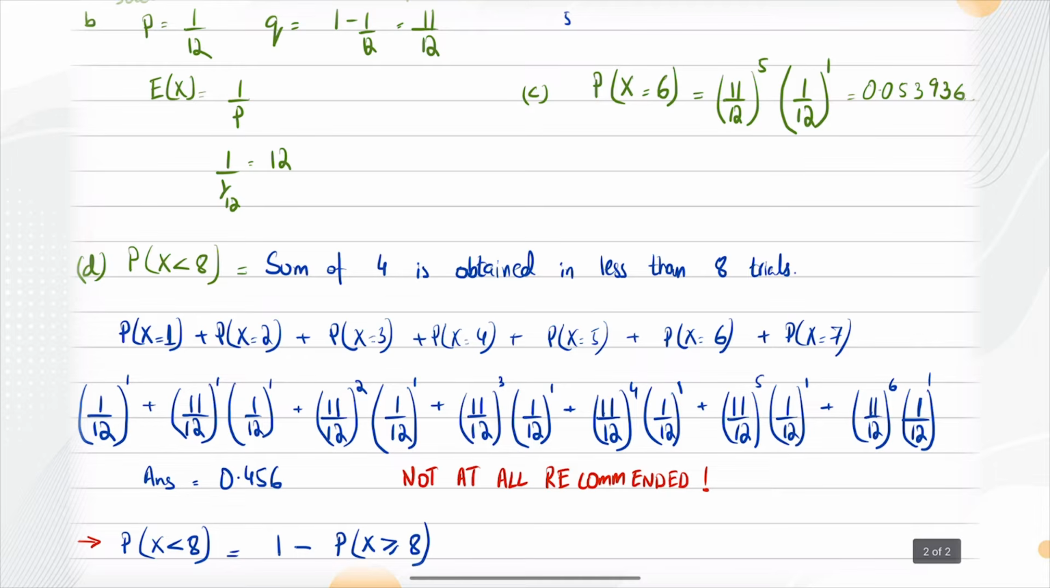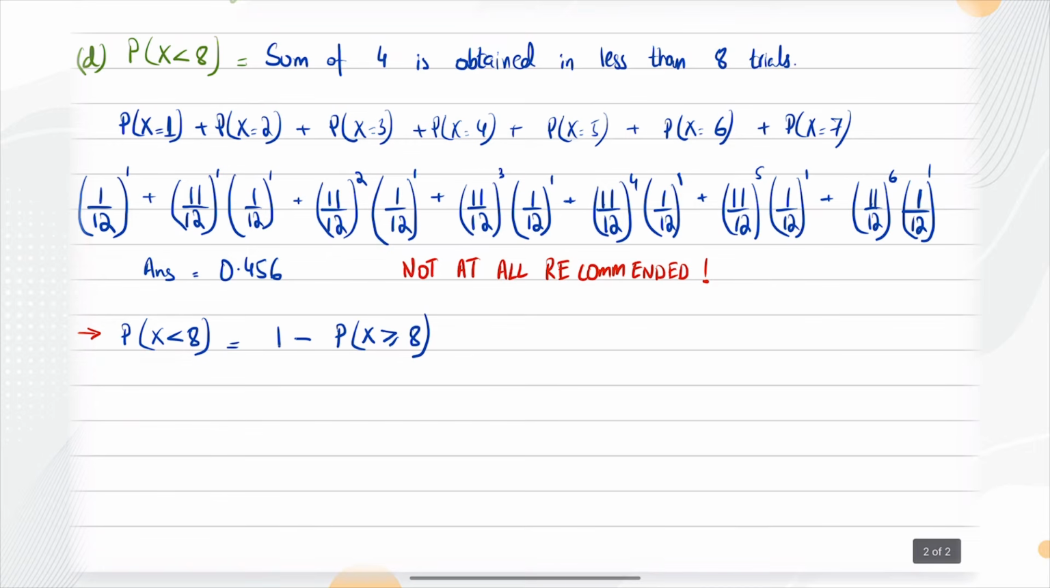Okay, that's the key difference between binomial distribution and geometric distribution. In binomial you can have success occurring multiple times. But in geometric distribution, success can only occur once. Okay. Now, let's pick this up again.